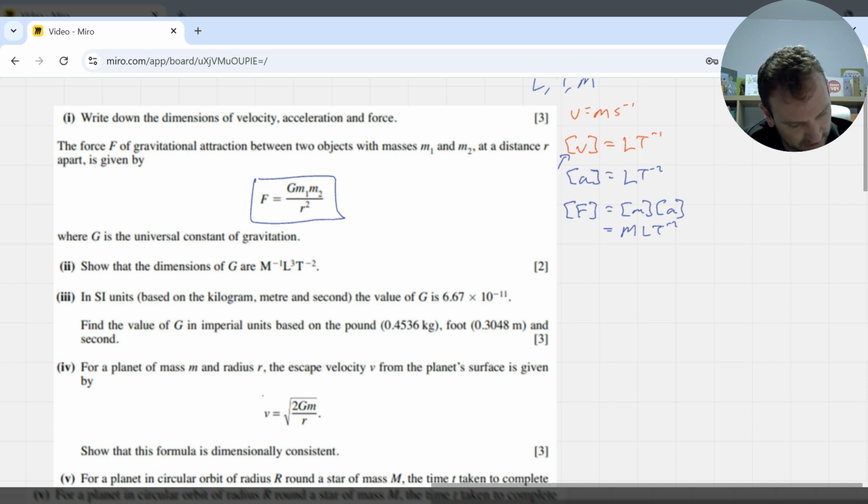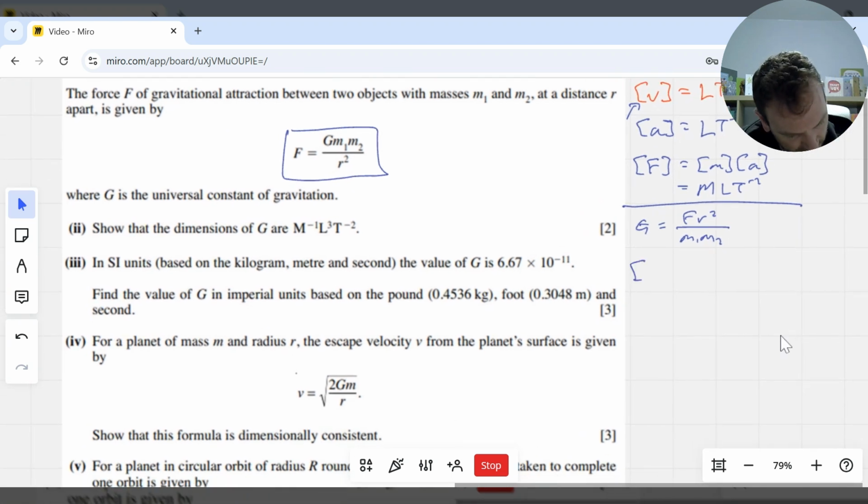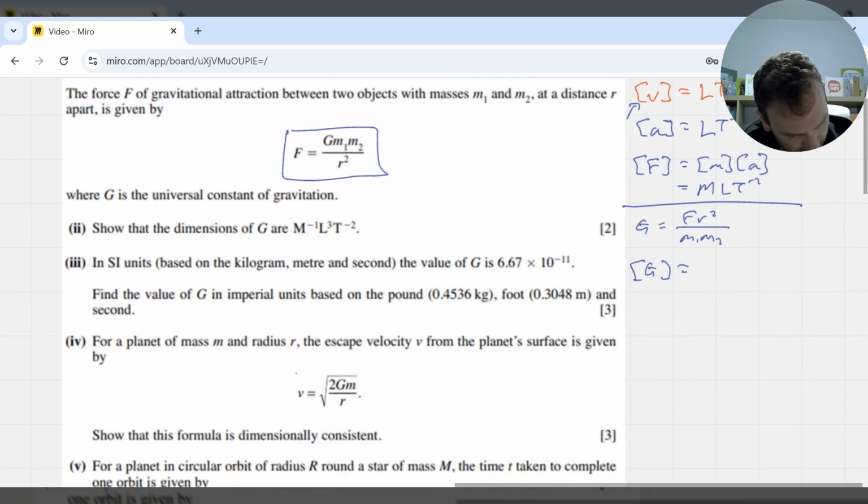So if we start by rearranging to get G equals, then we'll get that G is equal to F r squared over m1 m2. And then because we need this to be dimensionally consistent, we can then say that the dimensions of G must be equal to the dimensions of F r squared over m1 m2. And this is the same as saying the dimensions of F multiplied by the dimensions of r all squared. We can even take the squared out of that, over the dimension of m1 times the dimension of m2.